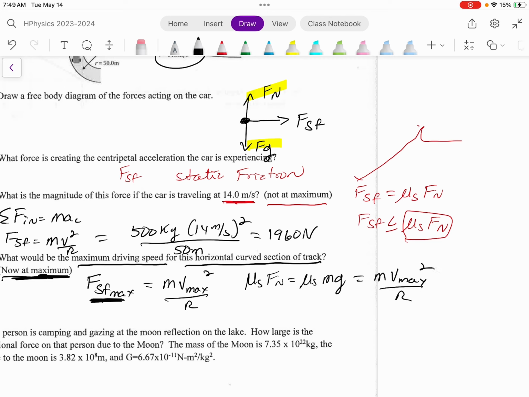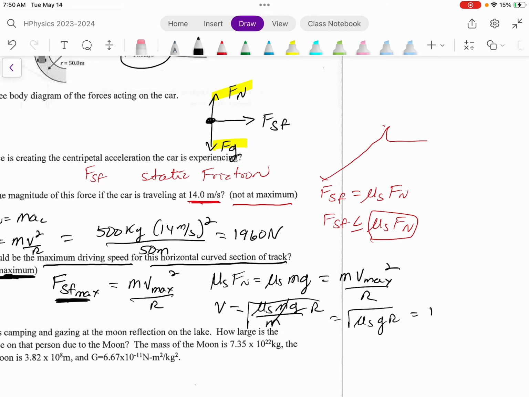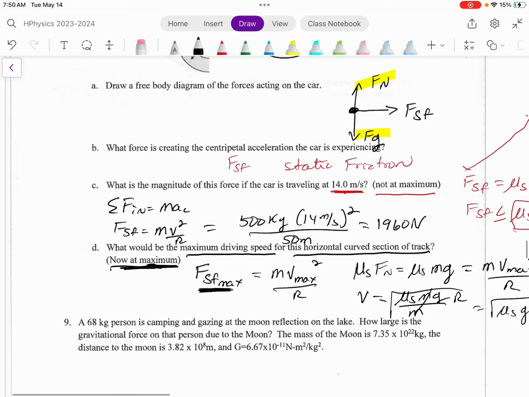Now I can rearrange for velocity, and I will get velocity is equal to mu sub s mg divided by m times r. So m's will cancel. This is a square root, by the way. And I will get the square root of mu s g r. If you plug in the numbers correctly, I used 9.8, by the way, I'll get 17.85 meters per second. Okay. Give you a second. Okay.